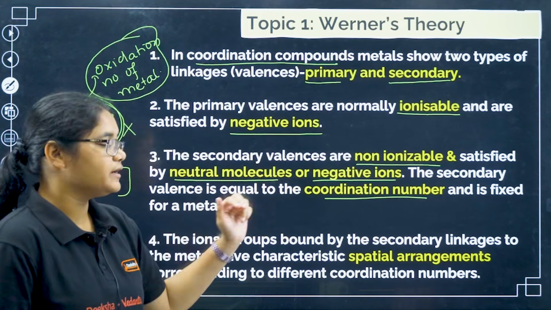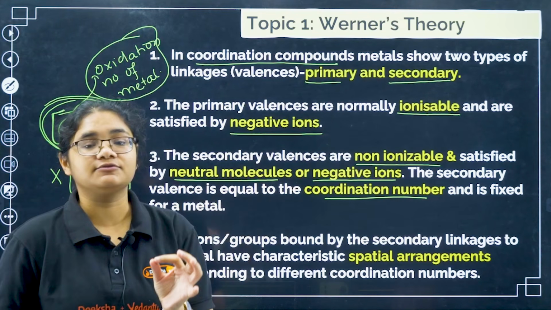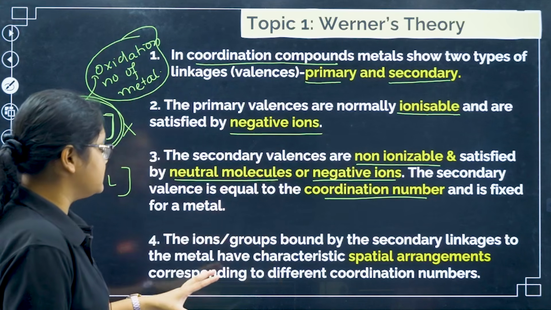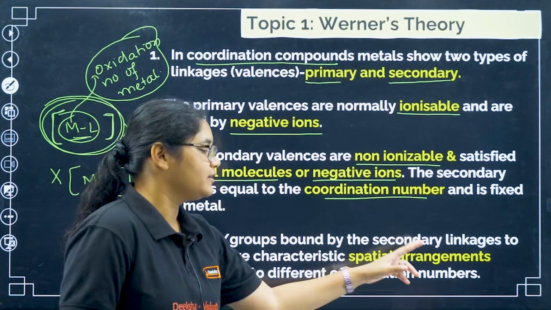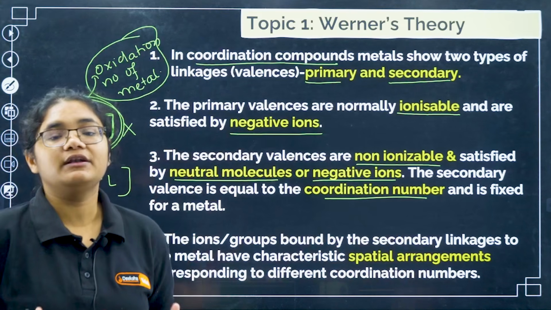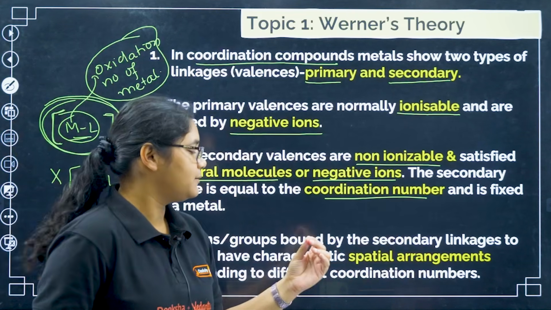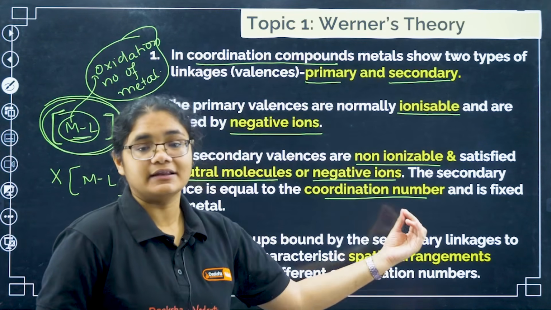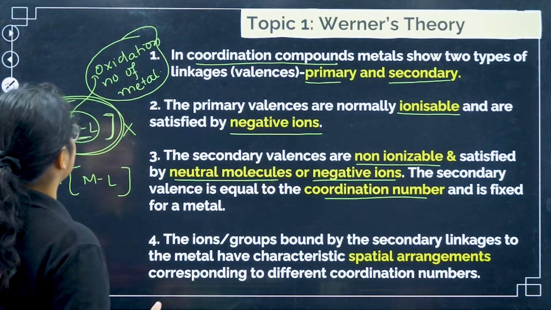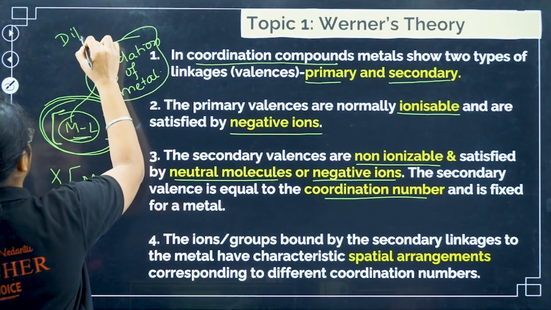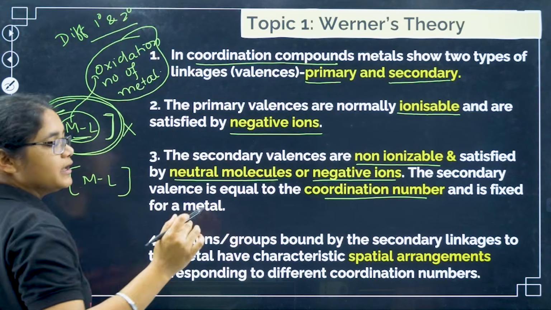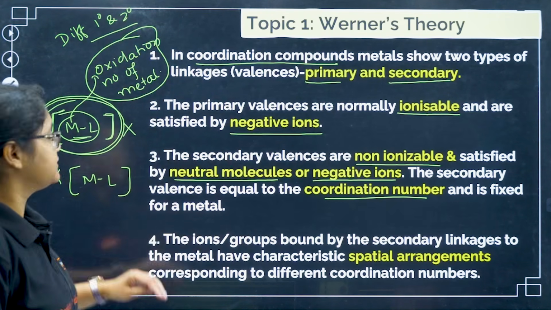Okay, now what is coordination number? The number of bonds that is formed by the metal with the ligand. And this secondary valency also decides the spatial arrangement, or we can say that the geometry of the molecule is also decided by this secondary valency. Okay. Now here a question can also be asked about the difference between primary and secondary valency. So from here you have to just find out the difference.